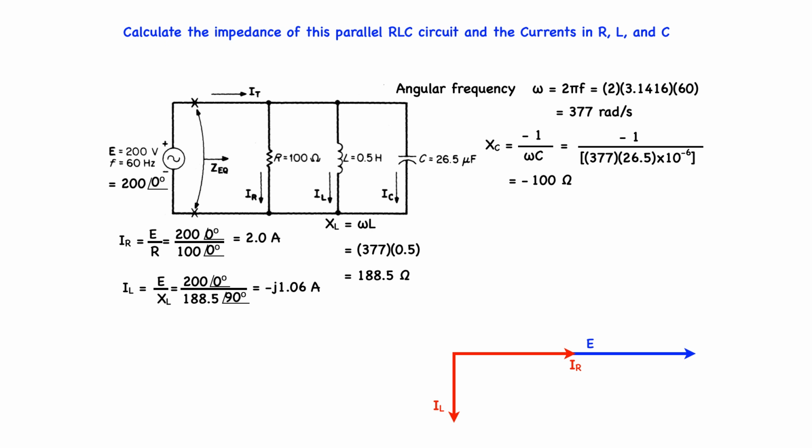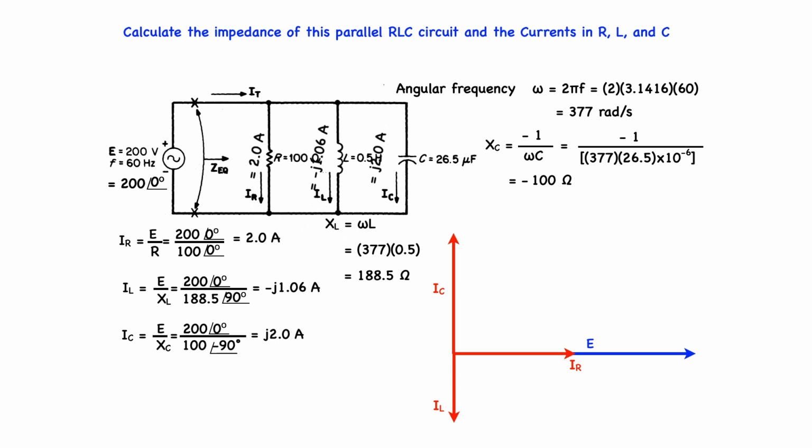From Ohm's law, IC is equal to E all over XC, which is equal to 200 at 0 degrees divided by 100 at minus 90 degrees, which is equal to plus j 2.0 amps. Its phasor is shown here in red, 2 amps at plus 90 degrees. Again, note that in my diagram, the magnitudes of the phasors are not necessarily exactly to scale. They are meant for demonstration purposes only.